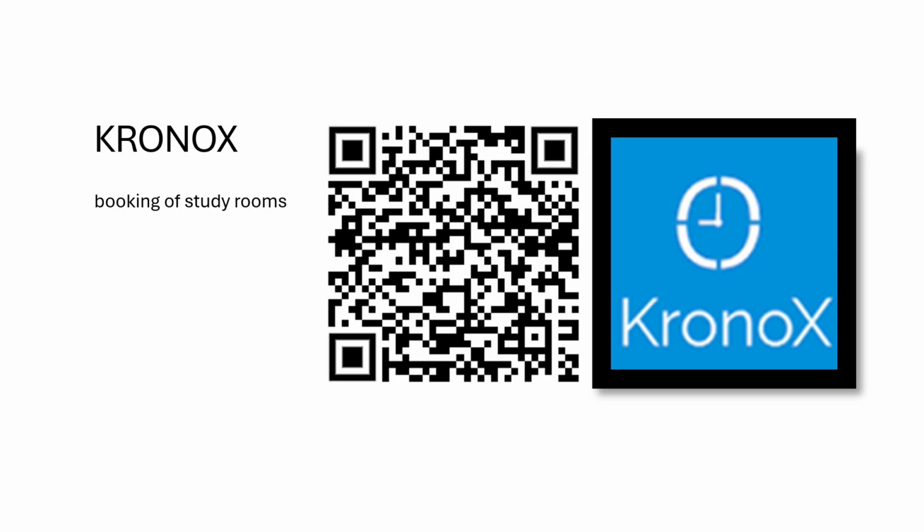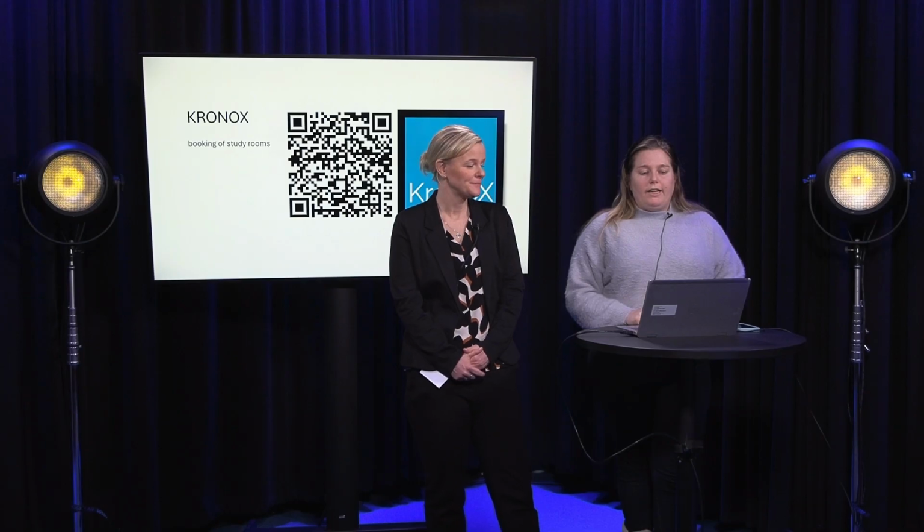If you want to book a group room, you go through Chronux, and you can just scan this if you want, and then see what group rooms for studying you want to book. And remember, before you open your group room, you need to activate your West card, and you can do that on the terminals by the entrances.